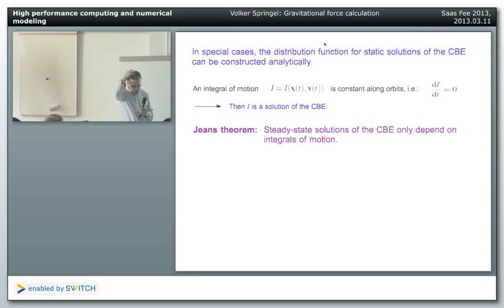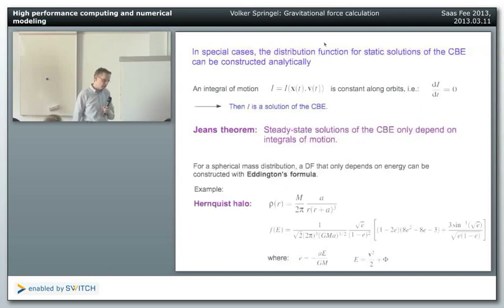An integral of motion is basically some function of the phase-space coordinates, say x and v, the coordinate and the velocity, that is constant along orbits. This can, for example, be the energy. Unfortunately, this theorem cannot be easily exploited in many cases. Only in the spherically symmetric case can it be very powerfully exploited, but not so much in any more general case. So in the spherical case, you have good chances to be able to use that, and the related theory, for example, Eddington's formula.